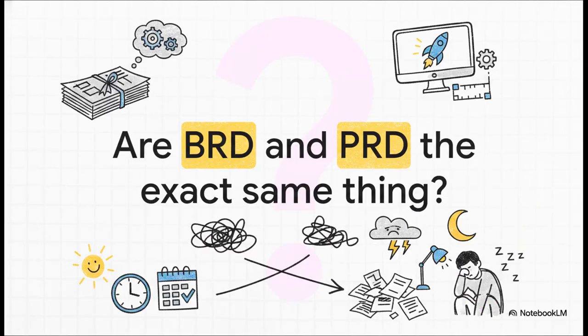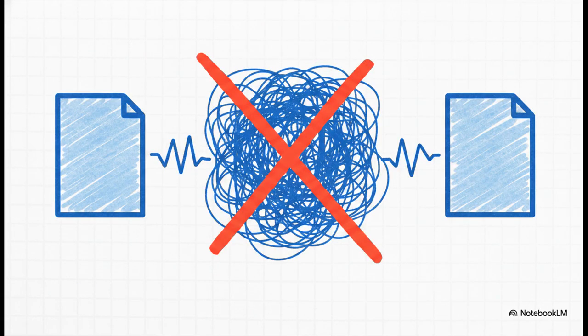I want to kick things off by asking a question that literally plagues so many cross-functional delivery units today. Are a BRD and a PRD the exact same thing? Well, I'll give you a massive hint here. If you're treating them like they are, you're absolutely setting your team up for a whole lot of late-night scrambling and frustration. Because the reality in most organizations often feels exactly like this tangled mess. Two documents, one product, endless confusion.